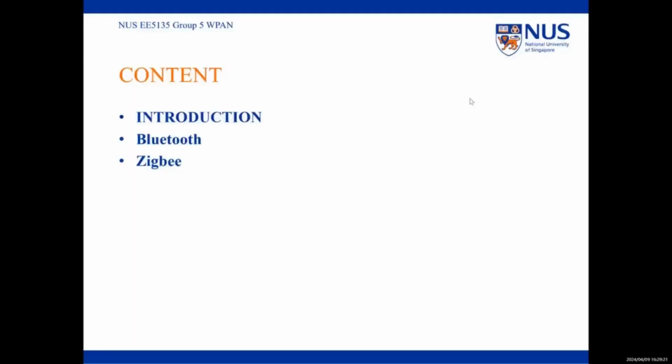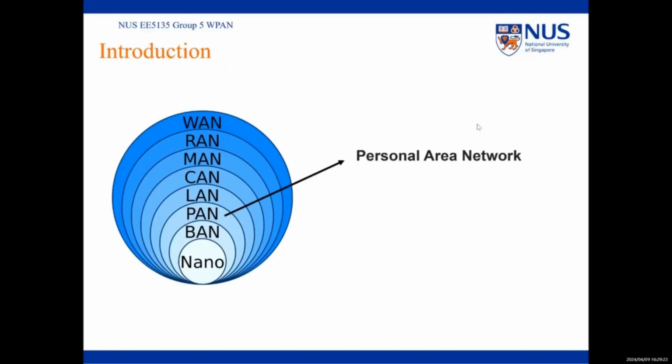First, let me give you an introduction. A personal area network, PAN, is a computer network for interconnecting electronic devices within an individual person's workspace. A PAN provides data transmission among devices such as computers, smartphones, tablets, and personal digital assistants.